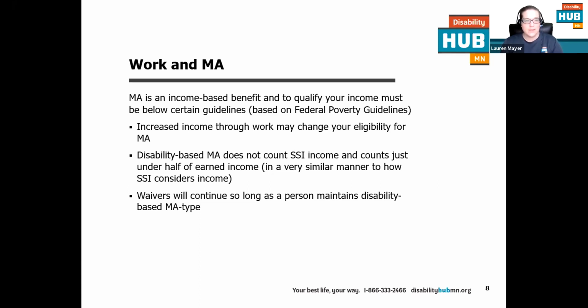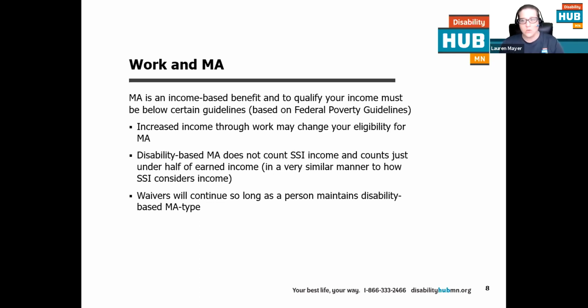And so one thing that disability-based MA does is it does not count SSI income towards those thresholds. So even if you have the full $794 of SSI, that does not count towards that income guideline. So that's one way that is helpful to continue on your MA. The other is that they have very similar ways of looking at income as we talked about with SSI. So earned income is going to only count for just under half for MA as well. So you can have more earned income and still retain your eligibility for MA. And as long as, like we said before, the MA hangs around, then the waiver will continue in terms of financial eligibility.